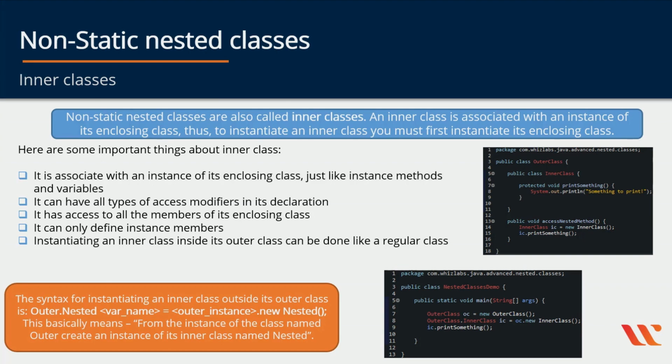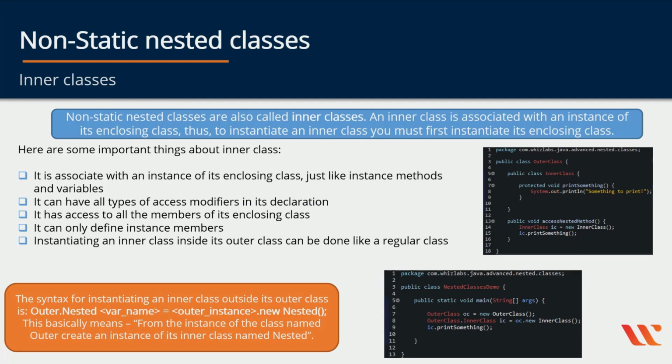Instantiating an inner class inside its outer class can be done like a regular class. Let's look at the picture to the right again. We have an absolutely identical example as in the previous slide, but this time it's not a static nested class, it's a non-static nested class. As we see, we can instantiate it freely in the access nested method. If we try to create an instance of the inner class outside of its enclosing class, things start to get a little more complicated, but not like the static nested class.